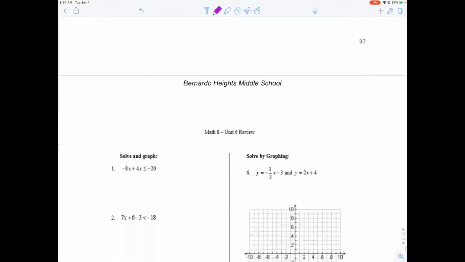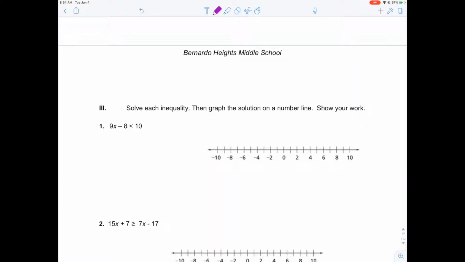So remember, inequalities we need to solve, and then we need to graph. So here's what we're going to do. We're going to solve these exactly like how we solve equations. I'm going to add 8 to both sides, so we're going to get the variable by itself. Okay, 9x is less than 18. And then I'm going to divide both sides by 9, so x is less than 2.